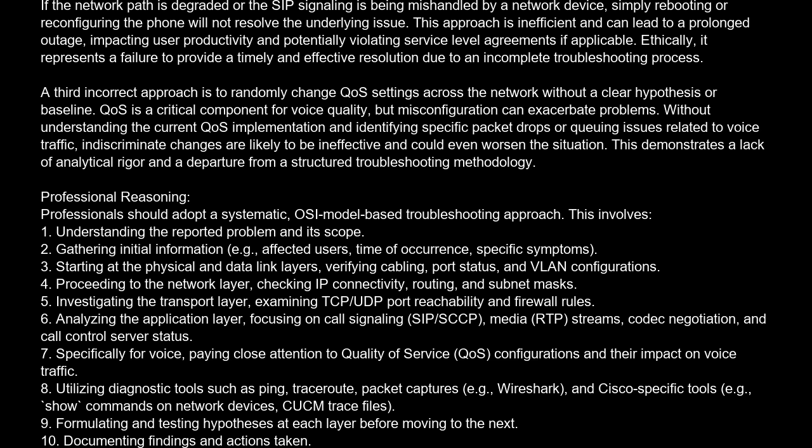Utilizing diagnostic tools such as ping, traceroute, packet captures, e.g., Wireshark, and Cisco-specific tools, e.g., show commands on network devices, CUCM trace files. 9. Formulating and testing hypotheses at each layer before moving to the next. 10. Documenting findings and actions taken. This structured approach ensures that all potential causes are considered logically, leading to a more efficient and effective resolution, and preventing recurrence of the issue.